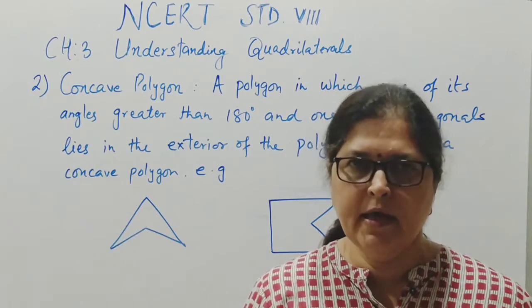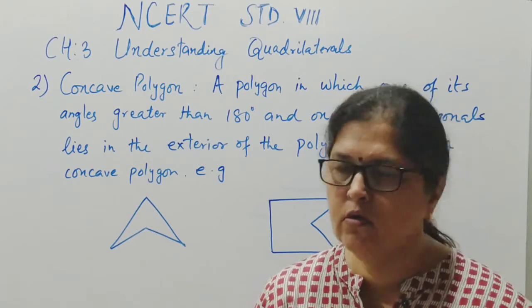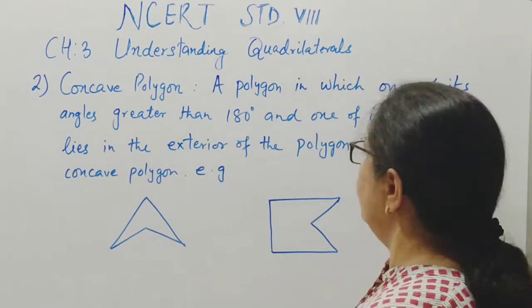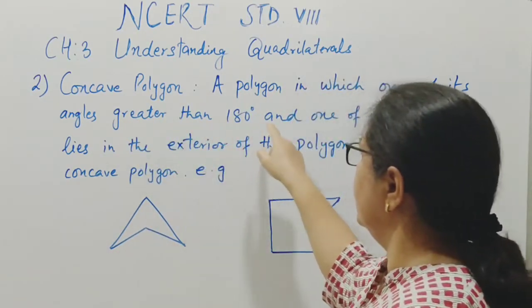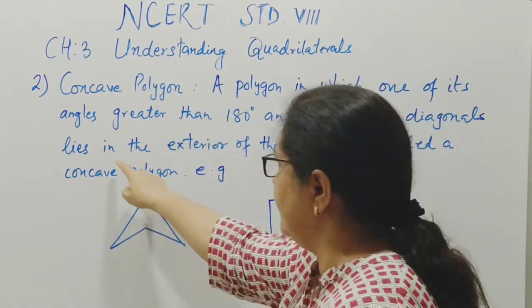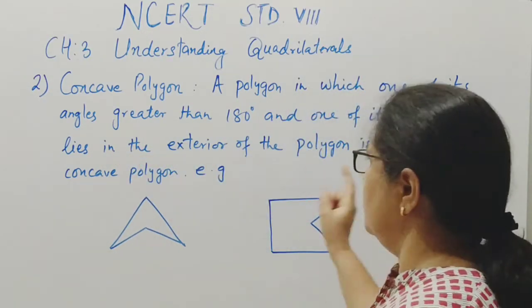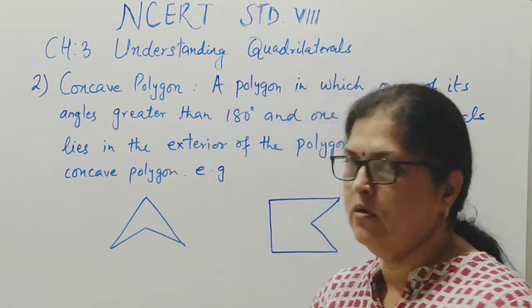Number two, concave polygon. What is a concave polygon? A polygon in which one of its angles is greater than 180 degree and one of its diagonals lies in the exterior of the polygon is called a concave polygon.